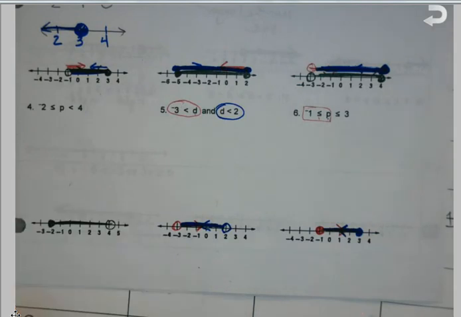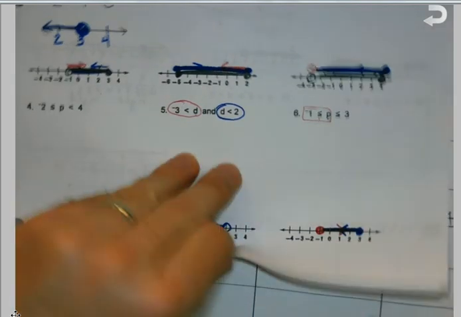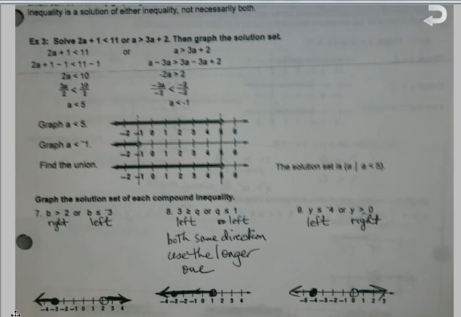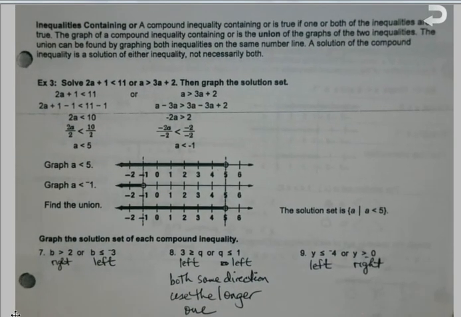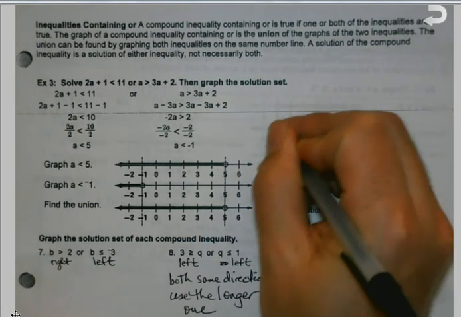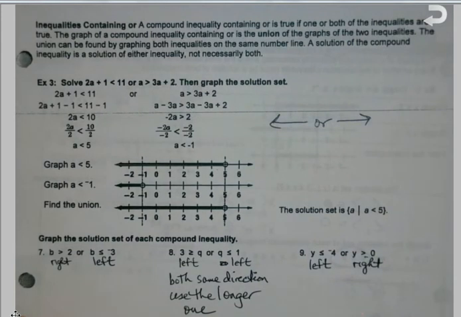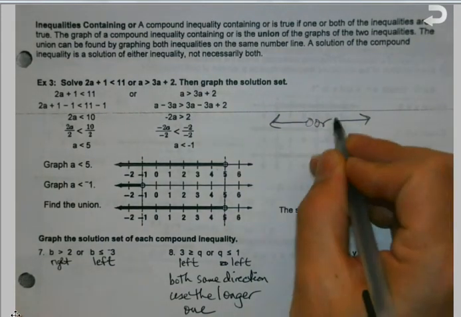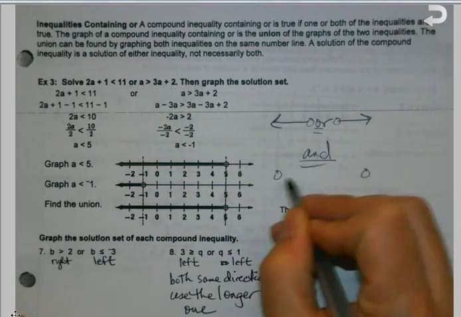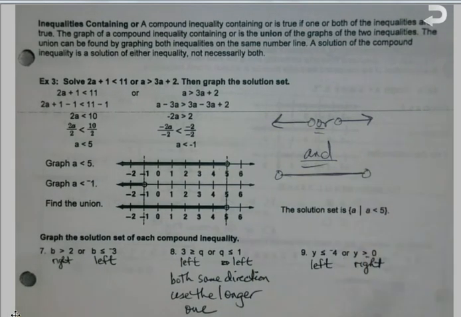Now will they always be and? No. If I flip over, the word in the middle changes. The word in the middle becomes or, which means something a little bit differently. When I do an or, typically what's going to happen is that I'm going to have arrows that are going away from each other. Just the same way that when I did my and, it was kind of like looking like a dumbbell. Got the weights on the end and the bar in the middle. Ors are just the opposite. They go away from each other. They want to get away from each other.